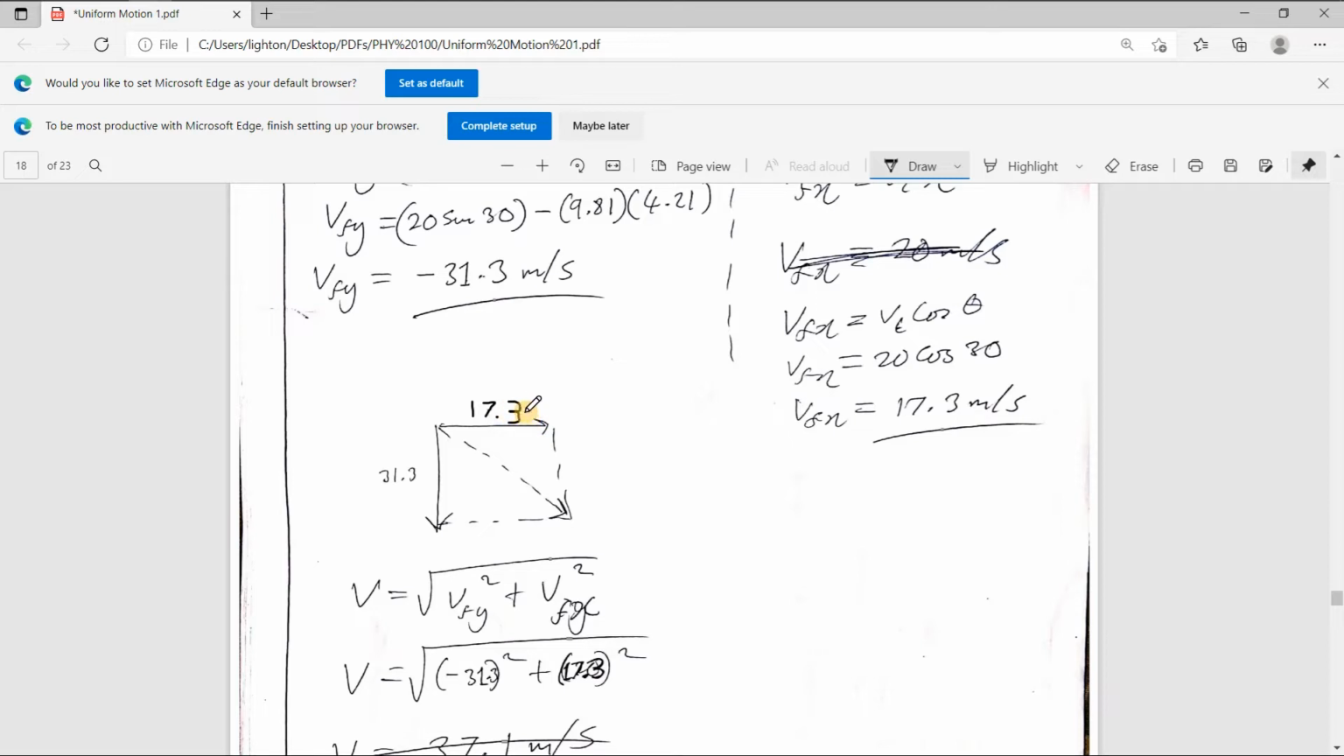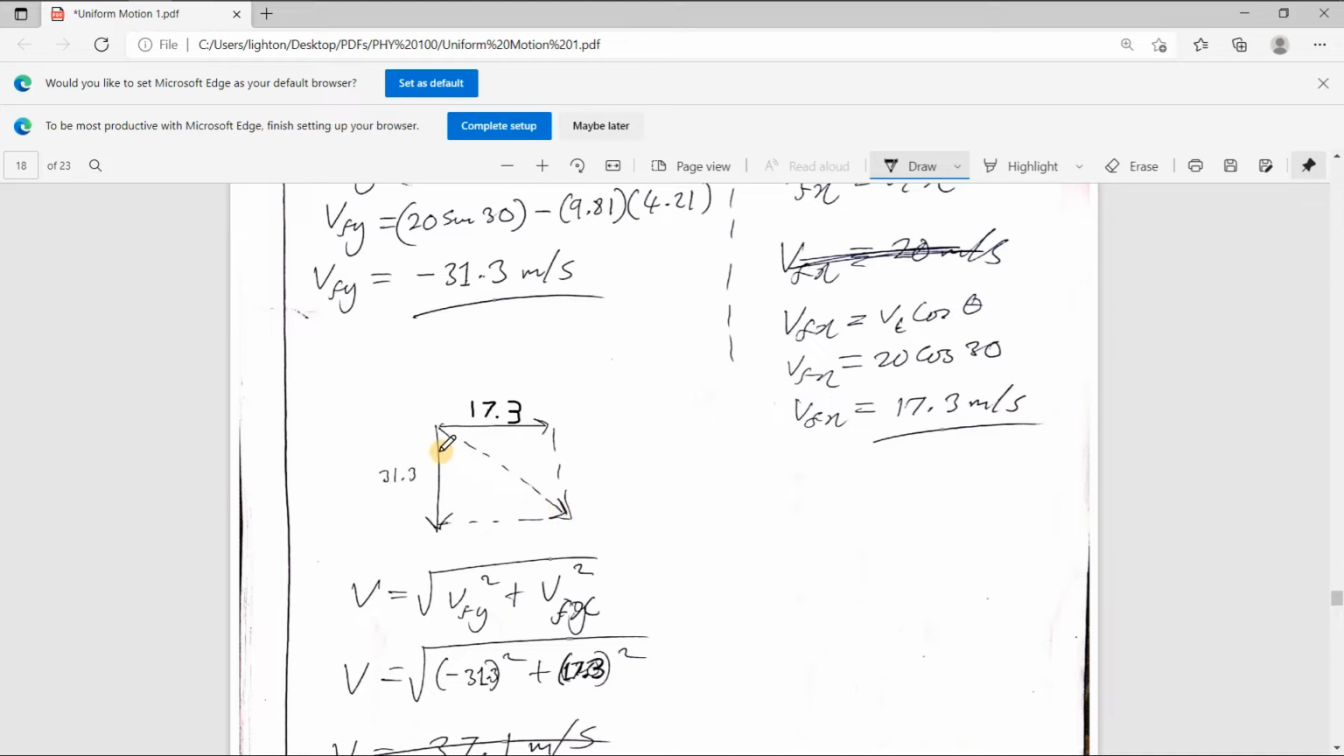Yeah, this is 17.3 meters per second. As you can see, it is positive going to the right. It's positive going to the right, yeah, that's why it is. So the resultant of this vector and this vector will just pass along that vector there. That will be the resultant of the vectors.